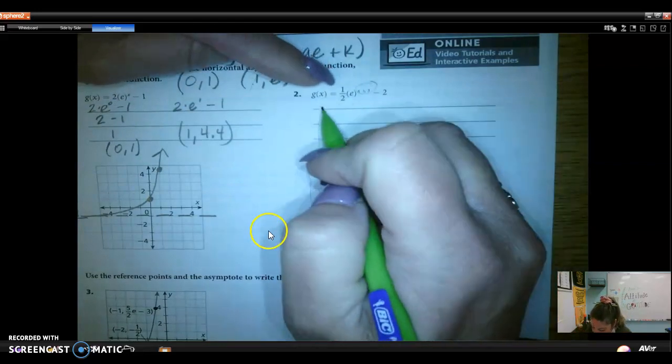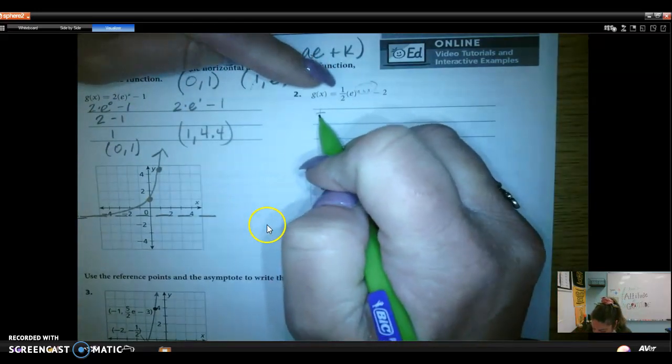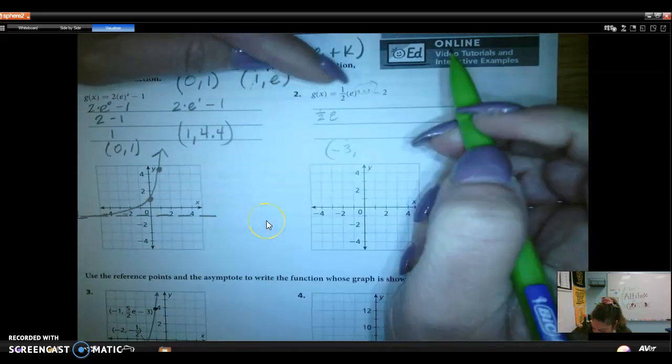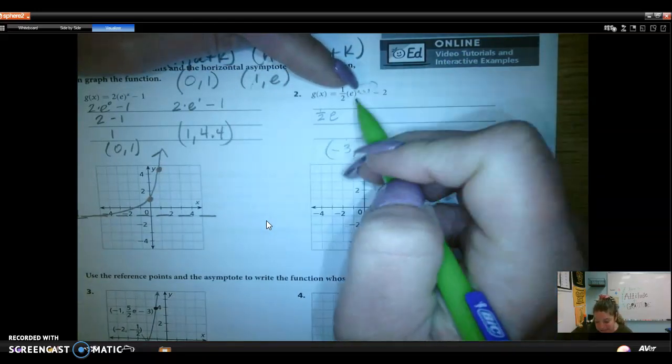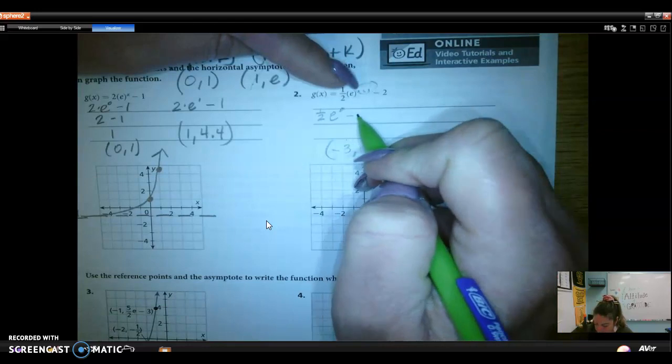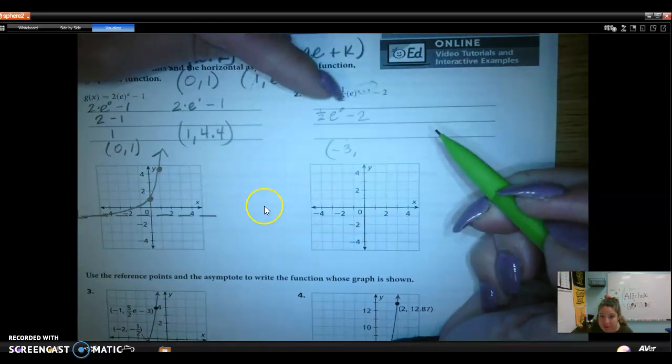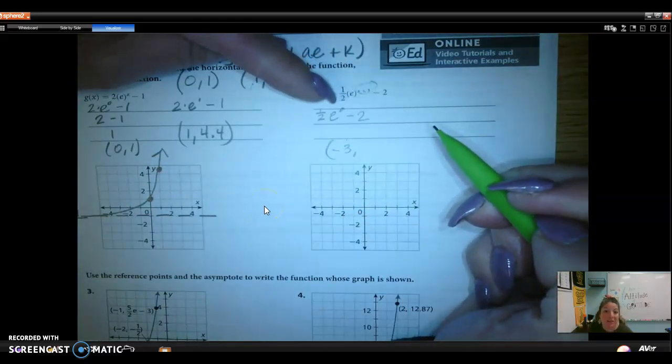Okay. So let's see. I'm going to do 1/2 times E. When I put in a -3 plus 3, I get 0. Remember, anything to the 0 power is 1.